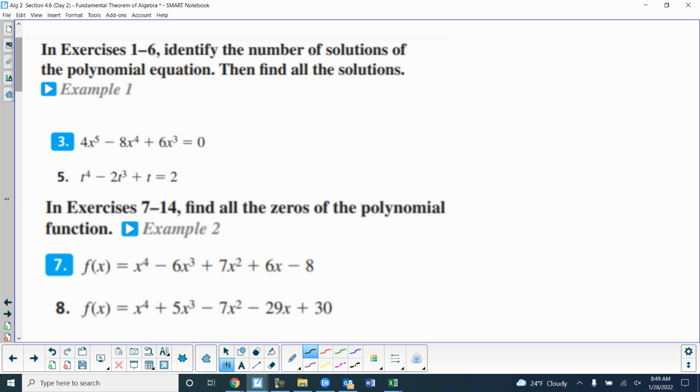For 13, -4 and -1 and +2, you can see on your calculator of the 5, and then i radical 2 and -i radical 2 are the 2 imaginary ones.